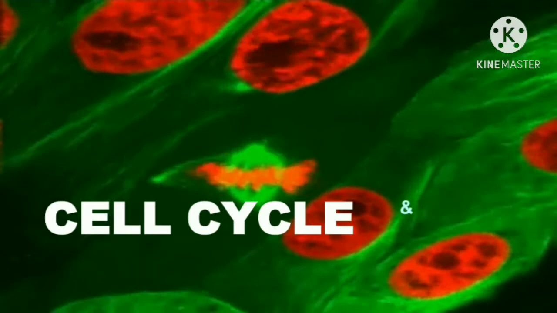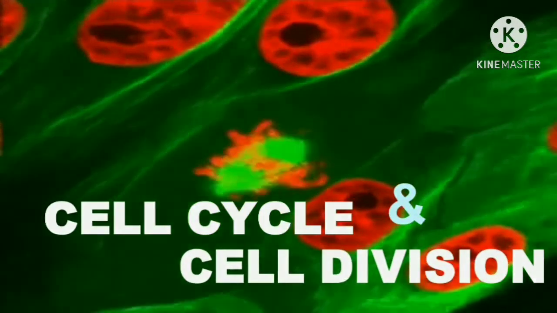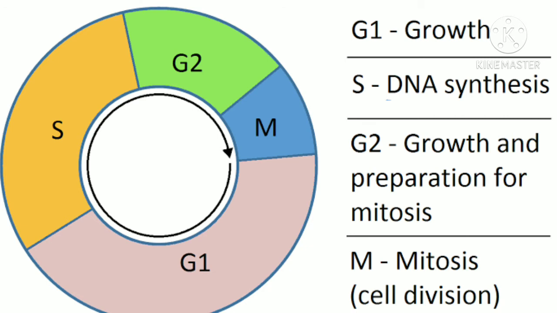Now, let us know what the cell cycle and cell division are, and their functions. So what is a cell cycle? The cell cycle is a four-stage process in which the cell increases in size, which is the G1 stage. It copies its DNA, the synthesis or S stage, prepares to divide, the G2 stage, and divides, mitosis or M stage.